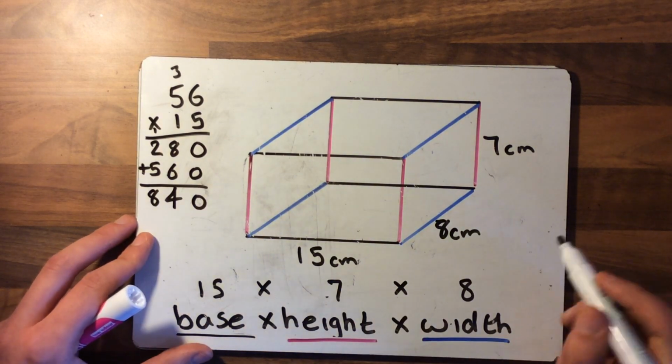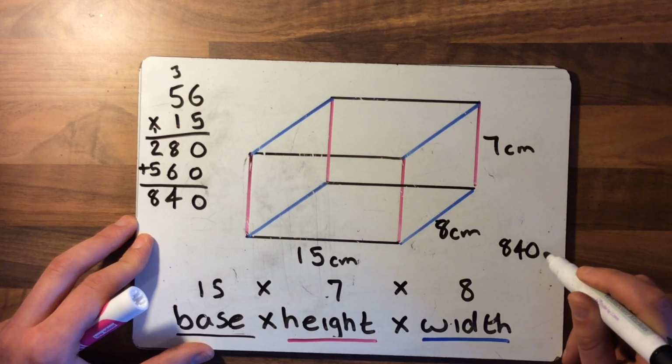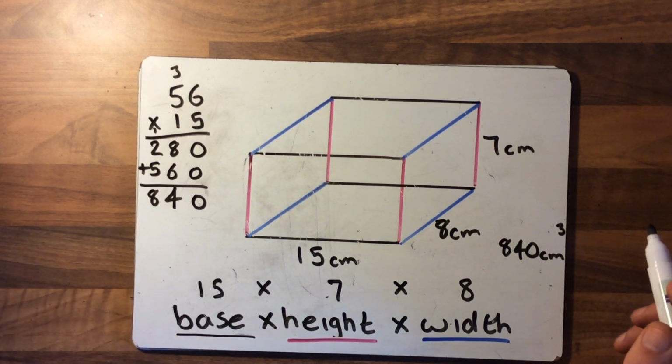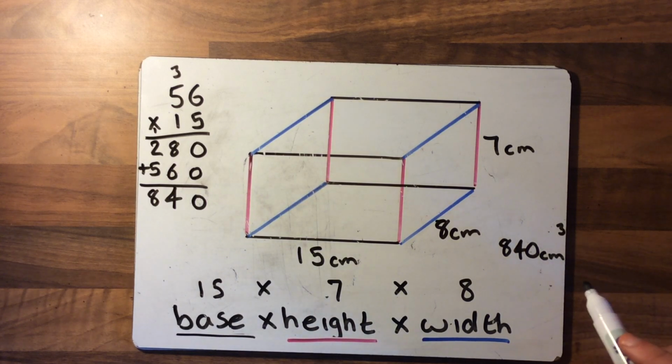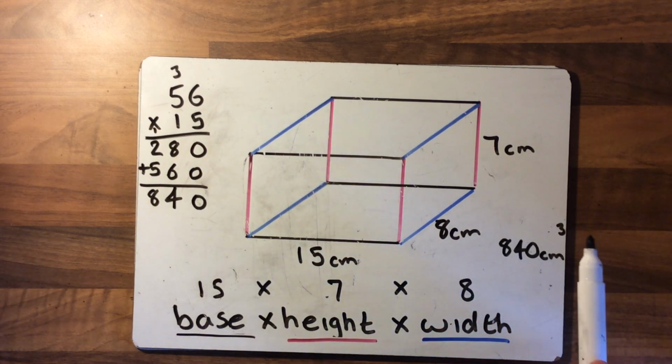So the volume of this shape is 840. The unit of measurement is centimetres. The number of cubes within that shape. That's why we put the cube symbol. So the answer to this, 840 centimetres cubed. All we've done there is just multiply the 3 edges together, the base, the height and the width.